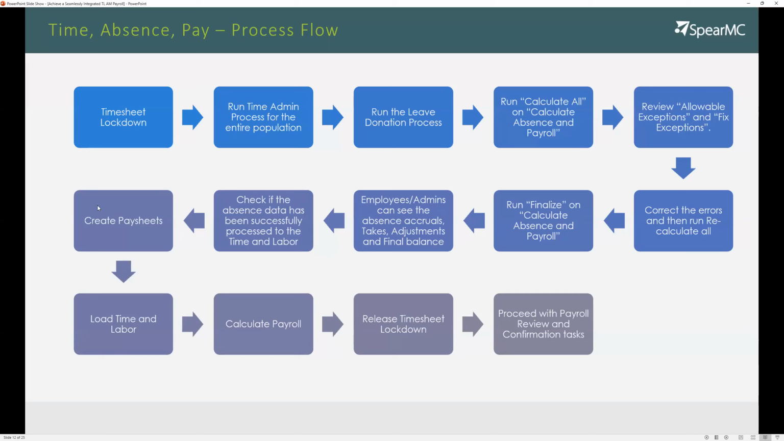So it starts with the ability to do the timesheet lockdown. So there is the ability to lock timesheets beyond a certain point. Administrators can enable that so that you can maintain a very strict cutover to say until when employees can submit time. And you can enable the lockdown so that no further time entries can come in. Run the time admin process one last time for the entire population. Then that would sort of finalize the payable time that gets generated for the time entries that have come in.